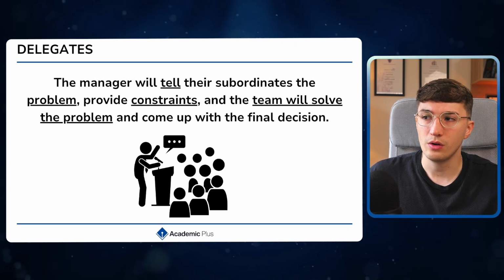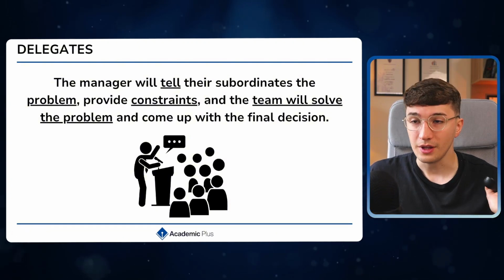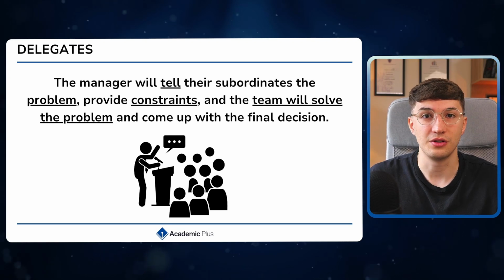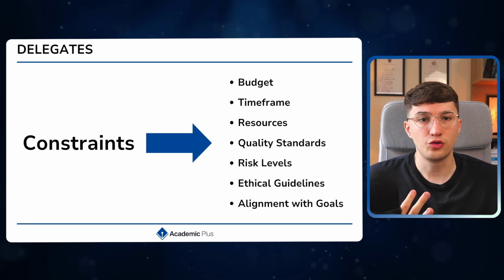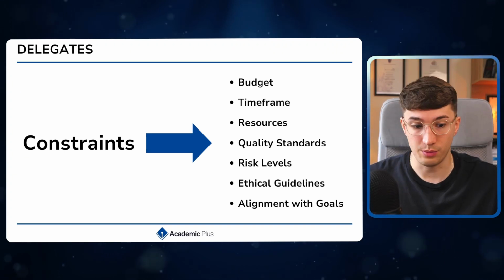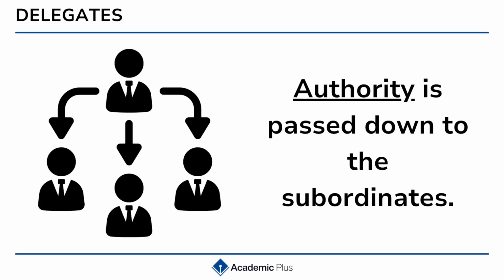So when we looked at joins before, it's still the manager's final say. This time, delegate is when the team makes that final decision. Now, some examples of the constraints that the manager or leader will tell their subordinates they have to keep within are the budget, the time frame, the amount of resources they're able to spend, the quality standards that the manager and the leader expects, the risk levels of the decision, some ethical guidelines, and any alignment with goals.